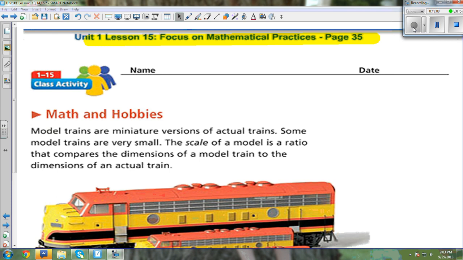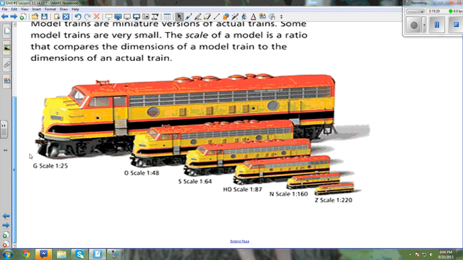We are on Lesson 15, Math and Hobbies. Model trains are miniature versions of actual trains. Some model trains are very small. The scale of a model is a ratio that compares the dimensions of the model train to the dimensions of an actual train. So here you actually have different sizes: 1 to 25, 1 to 48, 1 to 87, 1 to 160, and 1 to 220. So let's look at this a little further.